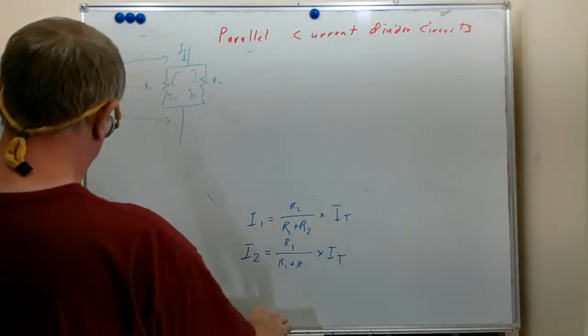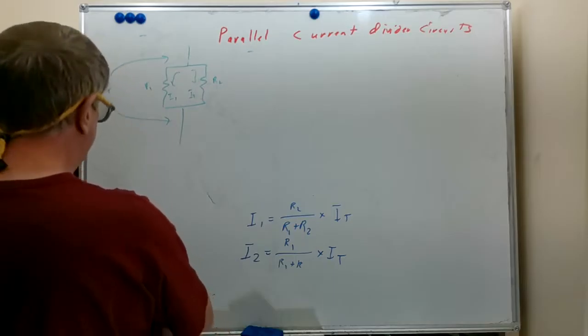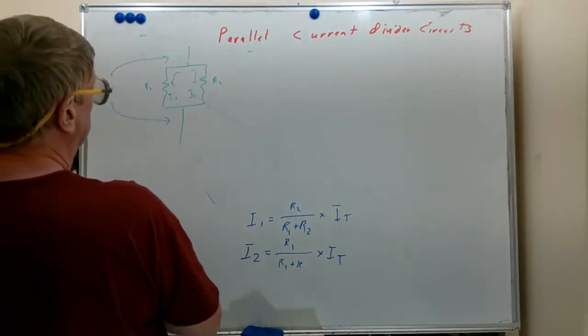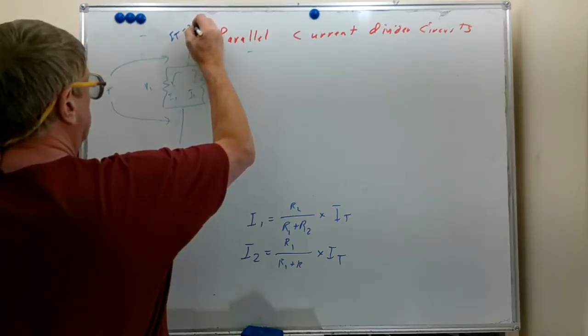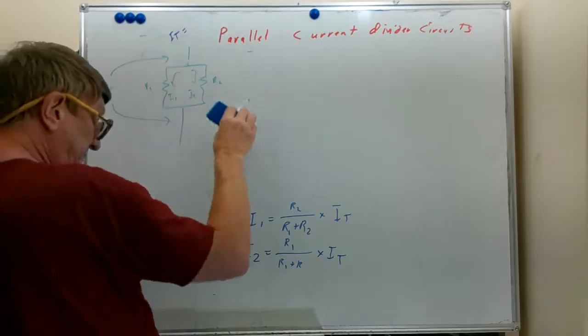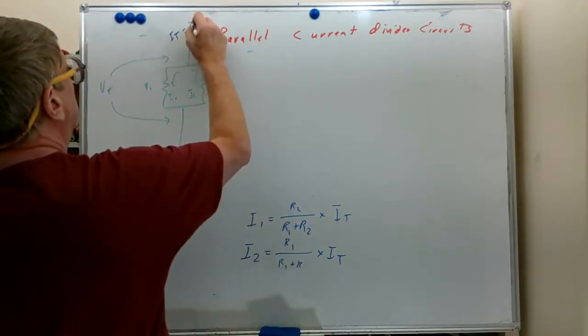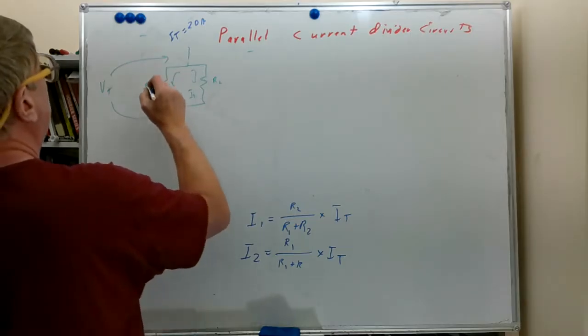So I'm going to put a couple values on here. IT is 20 amps. I'm going to say that R1 is equal to 4 ohms.